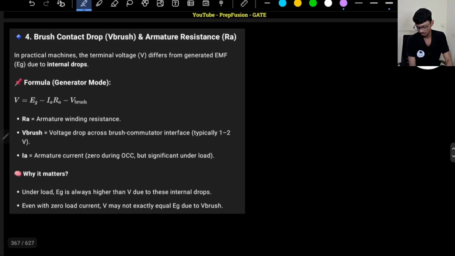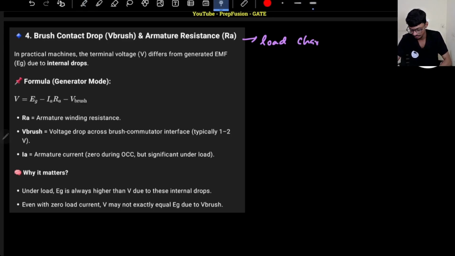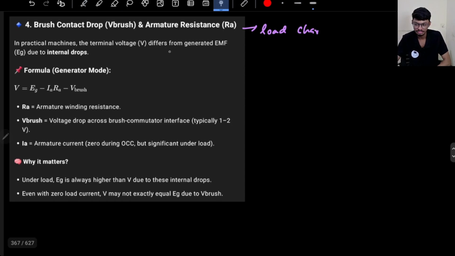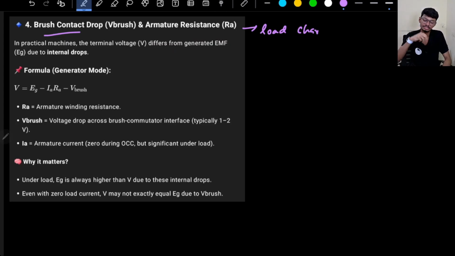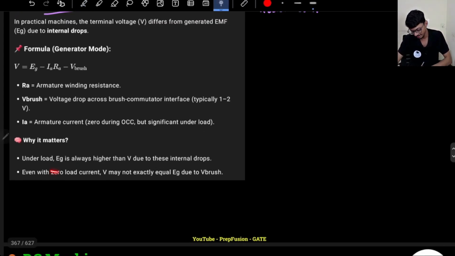Now a few things we have not considered, like when it is at load. I'm discussing the load characteristics. If it is at load and I'm measuring the external characteristics, of course there will be an armature resistance drop. Also there will be a brush drop, because current is flowing through the brush. So under load, Eg is always higher than V due to these internal drops.